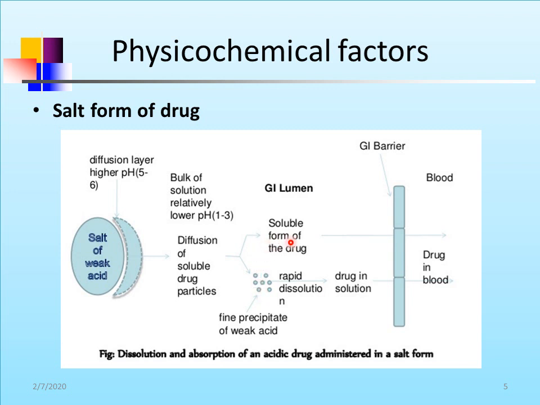From the soluble form of the drug, it is going to be absorbed through the gastrointestinal barrier into the systemic circulation. While if a precipitate is formed, it has a very small particle size from which the drug is going to be dissolved into the gastrointestinal fluid, and furthermore it is going to be absorbed into the systemic circulation. So this is the way by which there is an improvement in the dissolution of a drug when it is converted into the salt form.